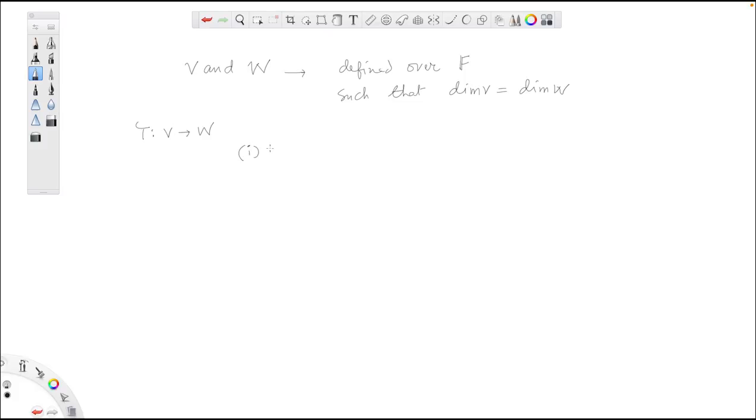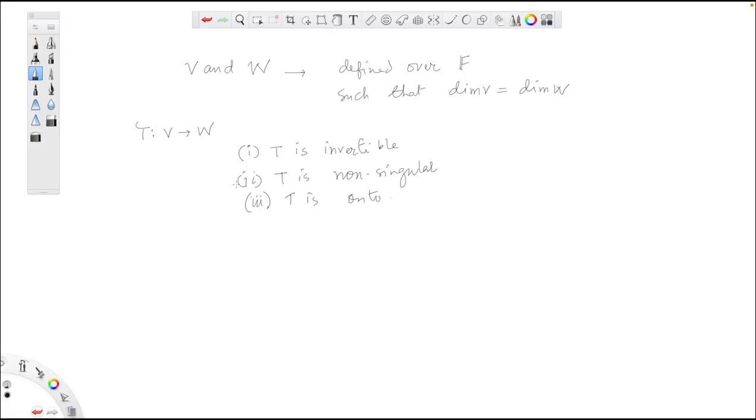The first statement was that T is invertible. Then the second statement is that T is non-singular, and three is that T is onto, that is, the range of T is the whole of the vector space W. These three statements are equivalent.